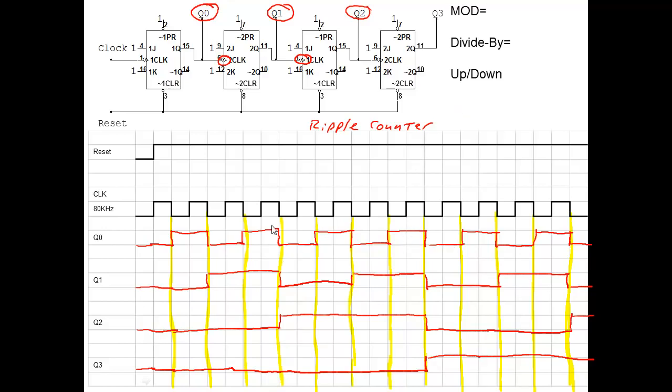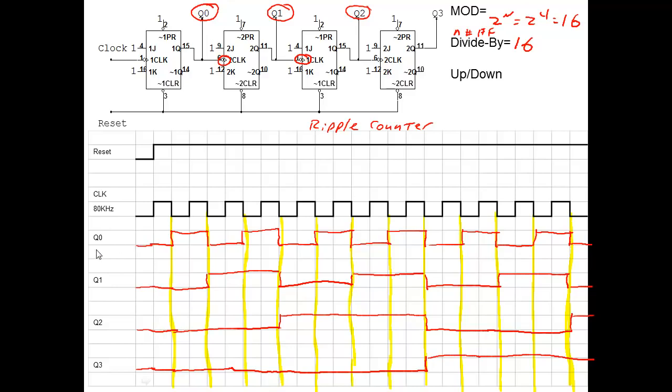Now the mod number for these, and this little formula only works for ones that do not have an automatic reset, which we'll see in just a little bit what an automatic reset looks like. But the mod number only works for ones that do not have an automatic reset. And it's 2 to the n power, where n is the number of flip-flops. Okay, so in this case it's 2 to the 4th, which is 16. So our mod number is 16. Our divide by number is always the same as the mod number. So in this case it's also 16.